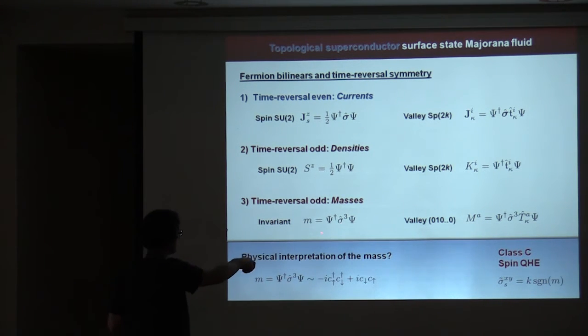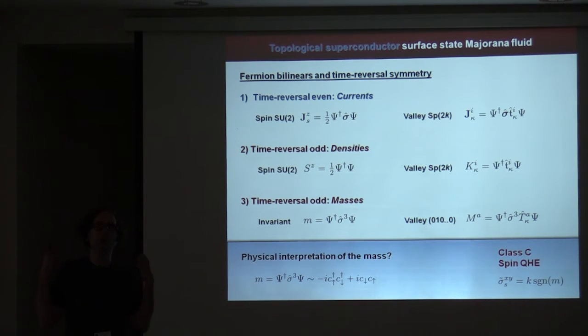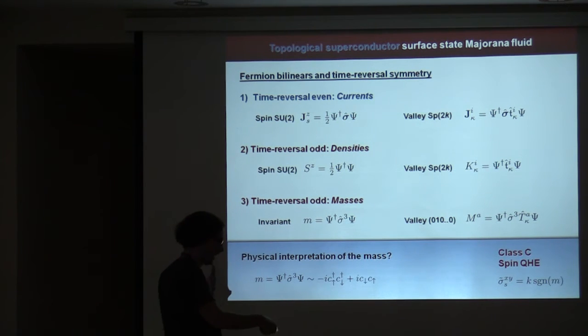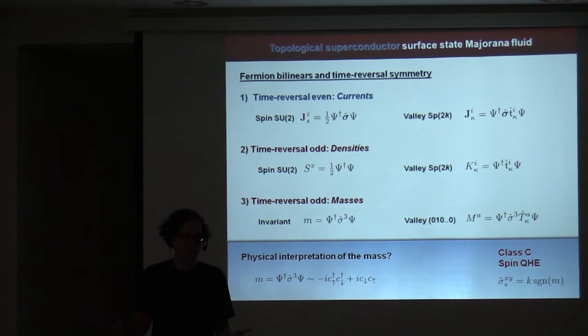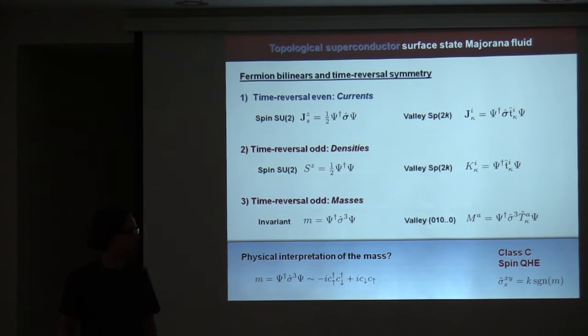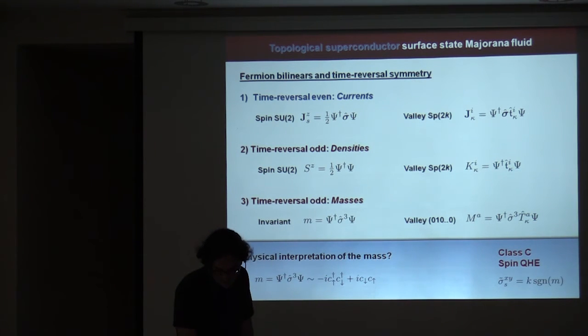So this mass term is most naturally interpreted as some kind of time reversal breaking surface superconducting order, and associated with it is some kind of quantum Hall effect. Just like at the surface of a 3D TI, you have the half-integer quantum Hall effect, but I'm not going to talk about this.